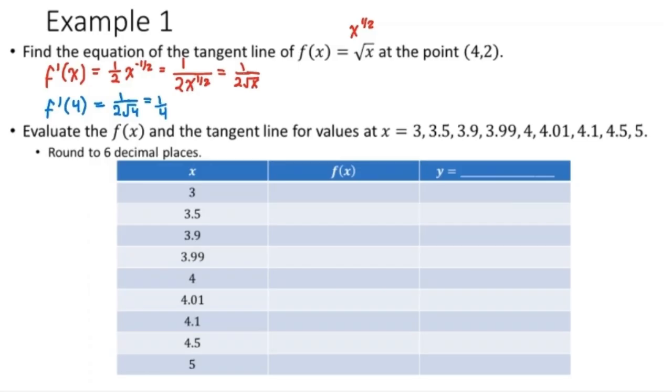Now we can find the equation of our tangent line. We'll start off with our point-slope form, y minus 2 equals 1/4 times x minus 4. Then we'll manipulate it into slope-intercept form. And we get y equals 1/4 x plus 1 as the equation of our tangent line.